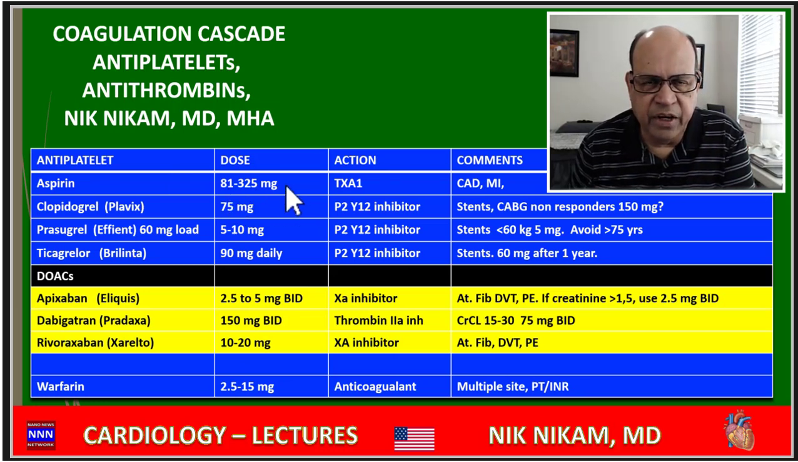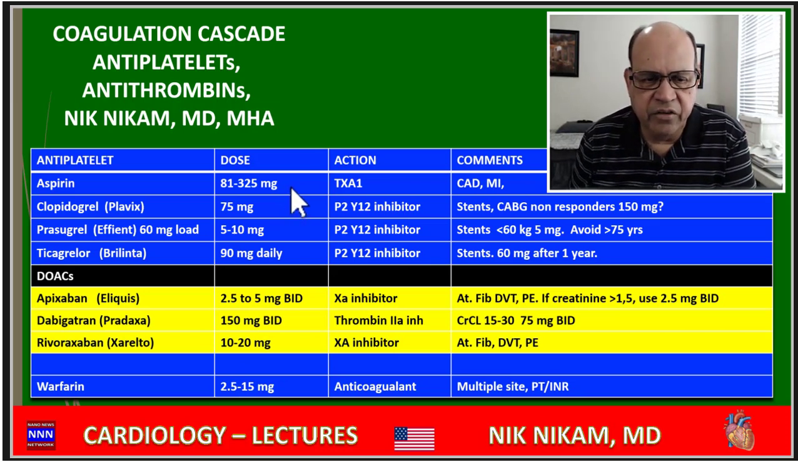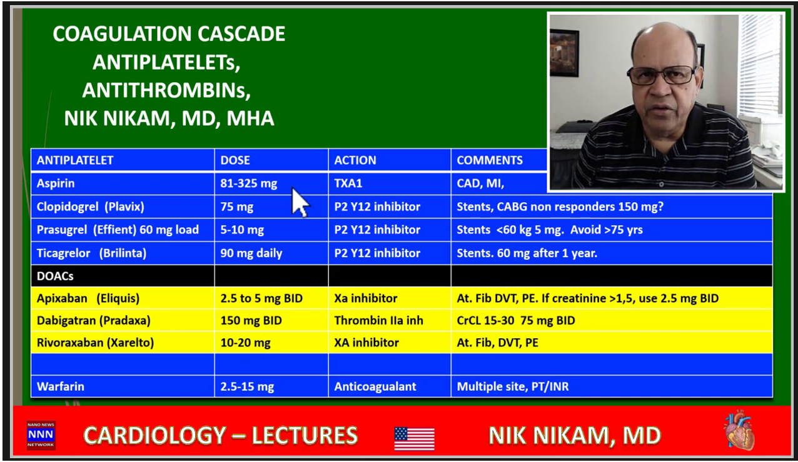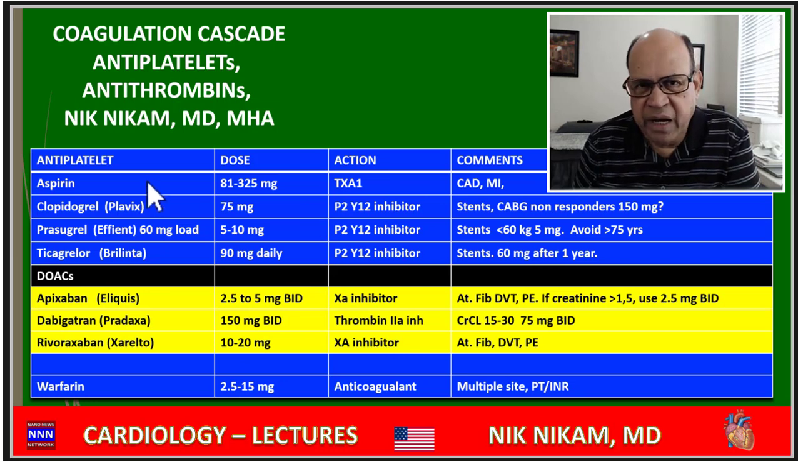If someone is coming with an acute coronary syndrome, you can give a dose ranging from 162 to 325 milligrams. As I said, it blocks the thromboxane A1 receptor. It is used in coronary artery disease, myocardial infarction, and post-coronary intervention. The minor side effect of aspirin would be bleeding.